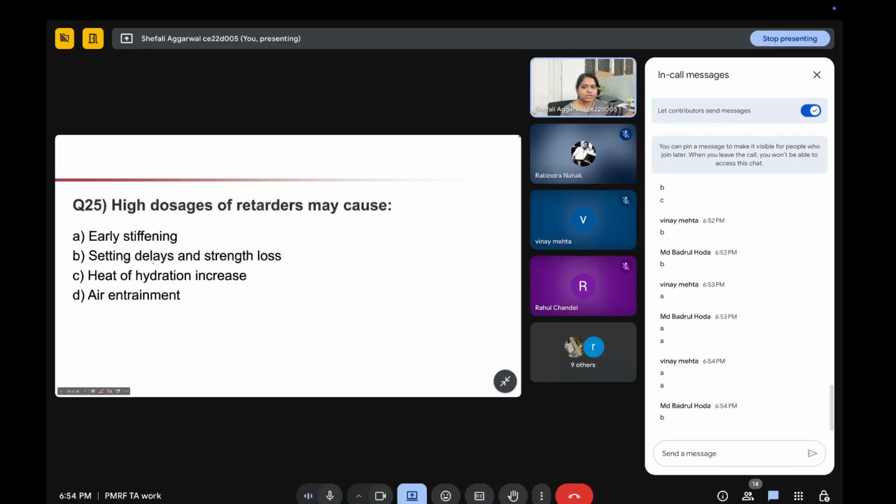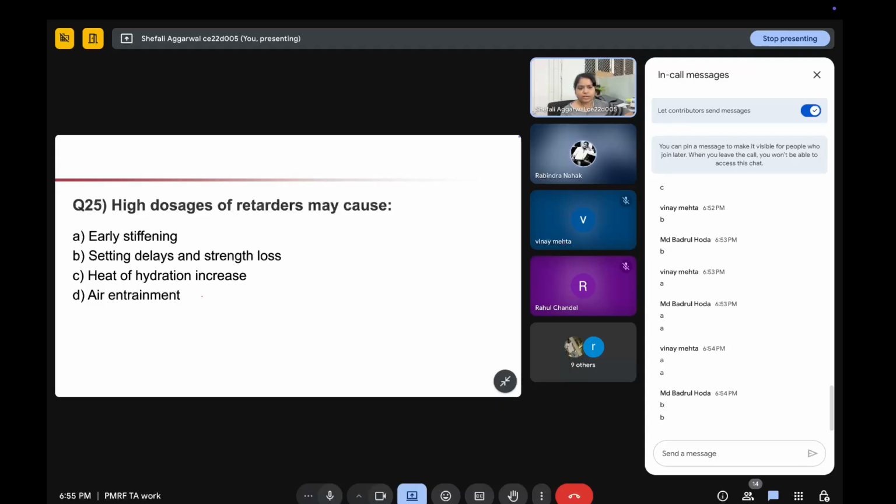So the last question is: high dosage of retarders may cause early stiffening, setting delay and strength loss, heat of hydration, or air entrainment. B. So B is the correct option.